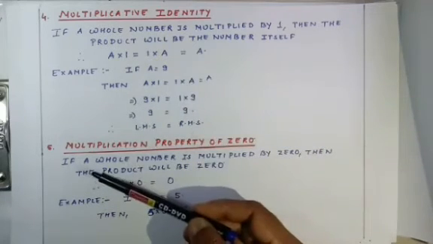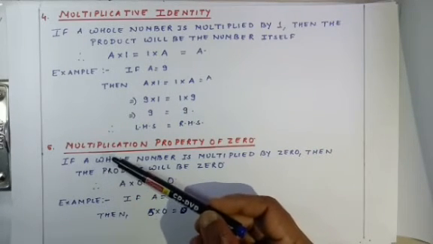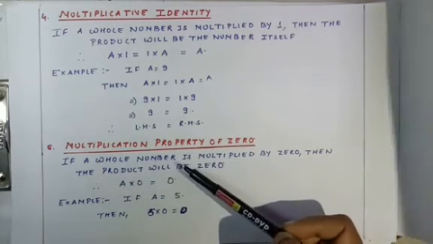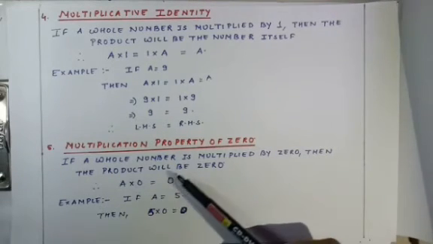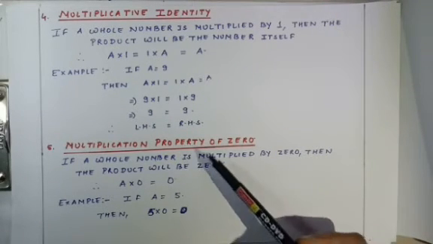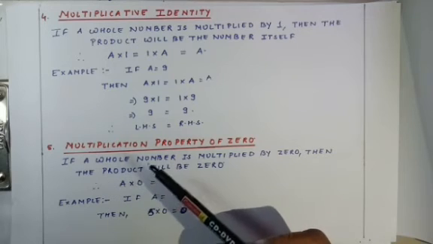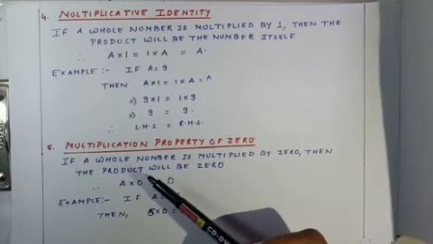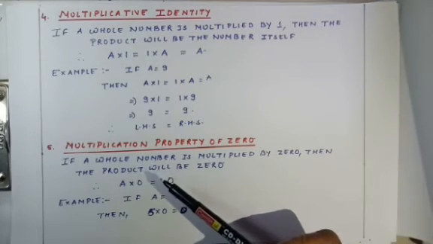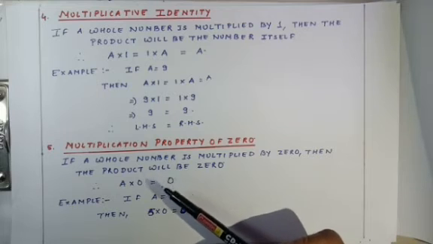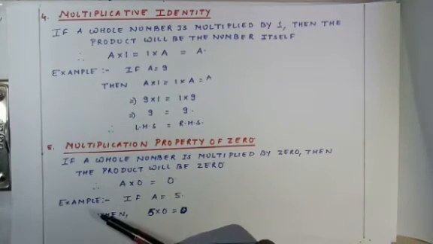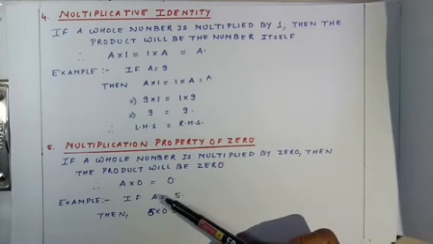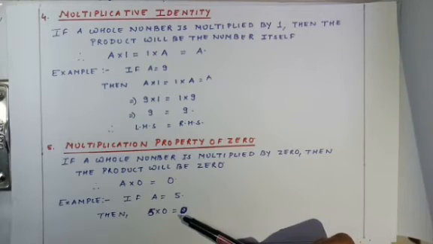Let us come to another property, that is multiplication property of 0. What it says: if a whole number is multiplied by 0, then the product will be 0. It says that whatever the number is, if it is multiplied by 0, we get the product as 0. Let us see with the help of an example. If a is equal to 5, then according to the property, 5 into 0 is equal to 0.